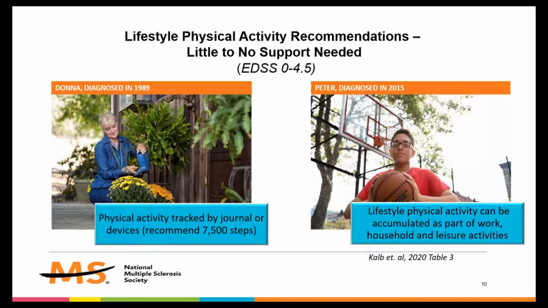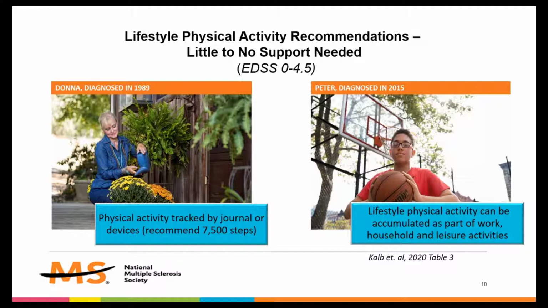People with MS are encouraged to do 150 minutes a week of exercise and/or lifestyle physical activity. As we learned earlier, lifestyle physical activity is self-selected activities that include all leisure, occupational, or household activities that are at least moderate to vigorous in their intensity. For those that require little to no support, encourage them to track their steps, either with a fitness tracker or a journal. Maybe have them shoot for 7,500 steps or more.